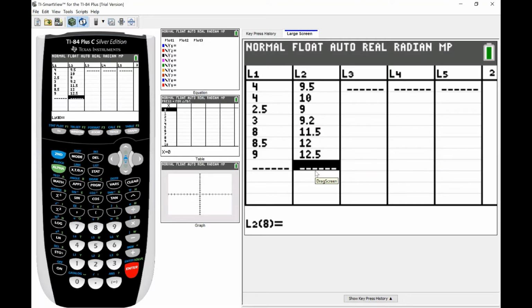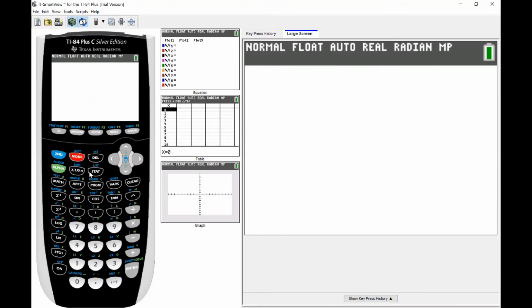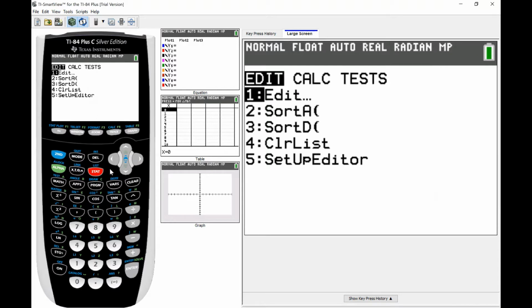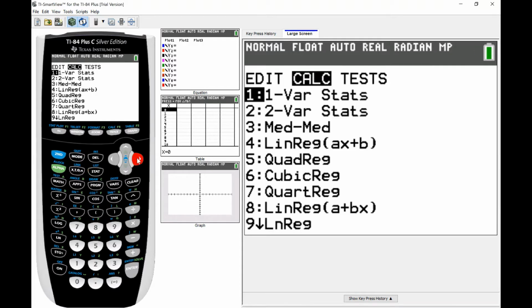So now we have our data entered into our calculator, and now we're going to perform our linear regression. So I'm going to go back into stat, and I am going to show you, if you want to get out of this screen and go back to the home screen, second mode, that'll take you there. I'm going to go back into stat. I'm going to scroll over to calc, and we're going to go down to linreg, linear regression, ax plus b. It's number 4.